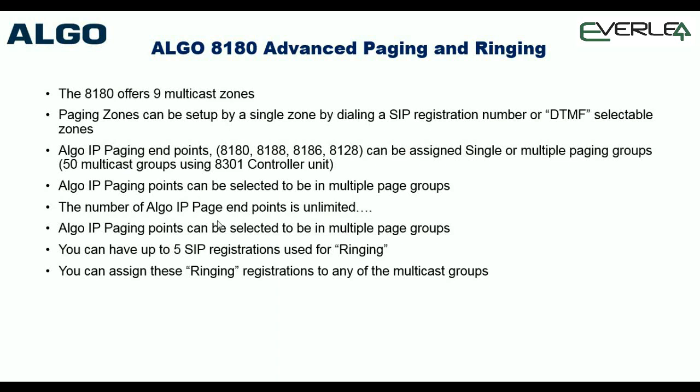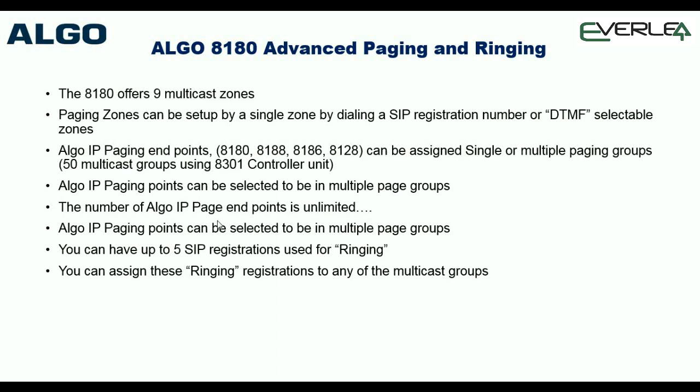The IP paging points, I haven't picked on the 8180 in particular in this area, can be in multiple paging groups. For example, you can have a unit in paging groups 3, 5, and 6. You just tick those options in the unit, and then that unit's across that group, no problems. The number of Algo paging endpoints is unlimited.